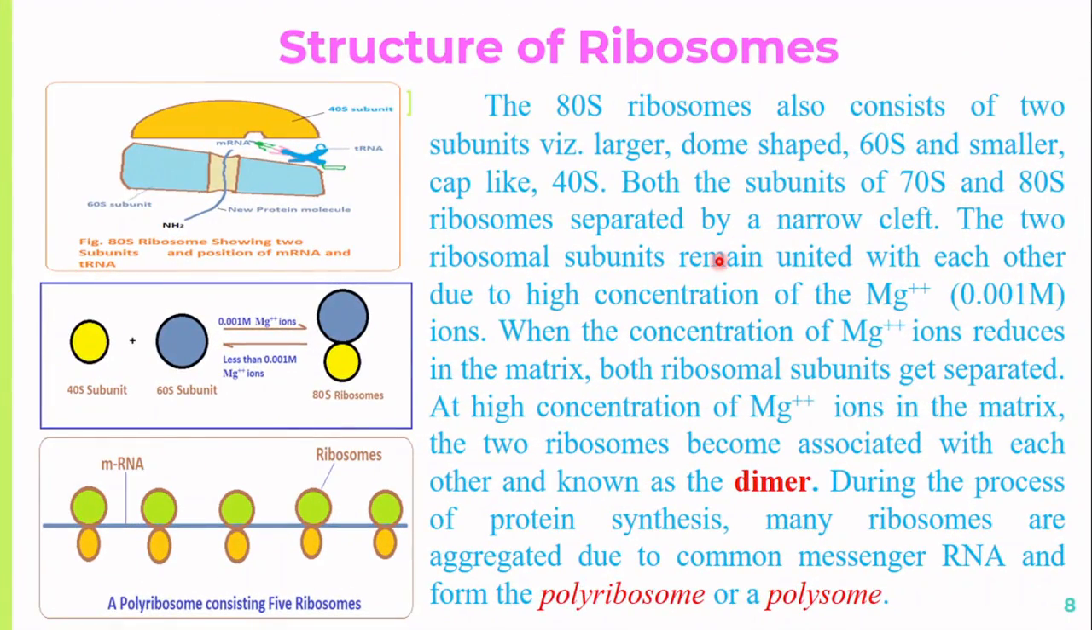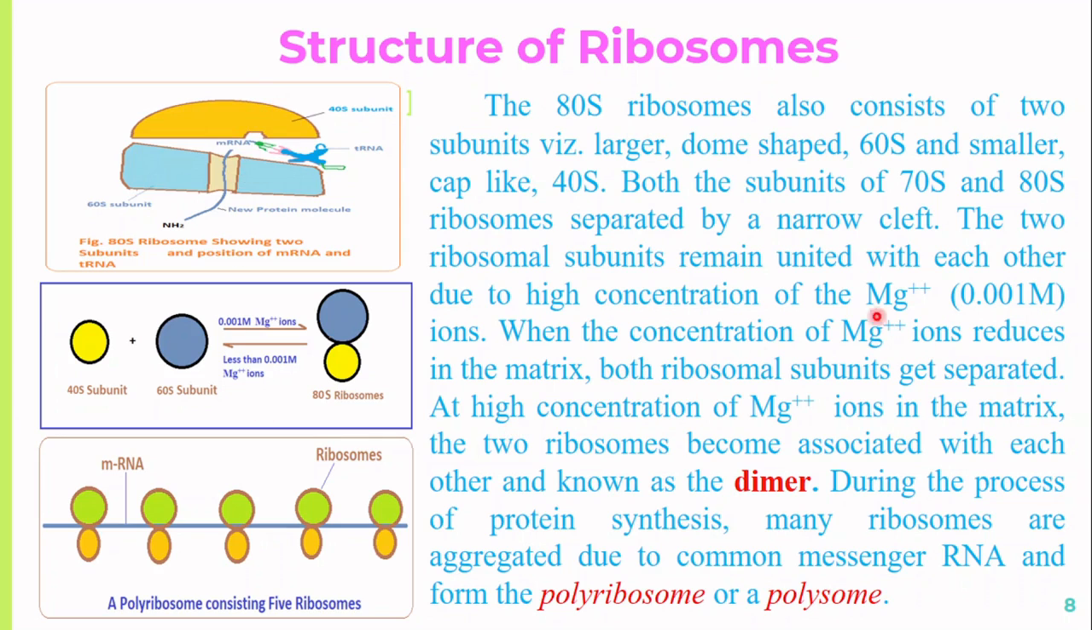If you see 80S ribosomes, they consist of two subunits, that is the larger dome shaped 60S subunit and the smaller cap like 40S subunit. Here you can see both subunits have been shown. In 80S ribosomes, there are two subunits, 40S and 60S, and they form the 80S ribosome. Here you can see the dome shaped larger subunit and this is the cap like smaller subunit.